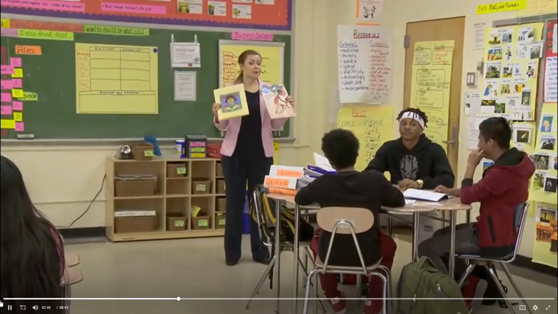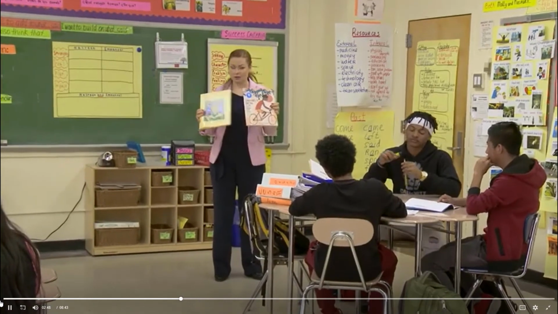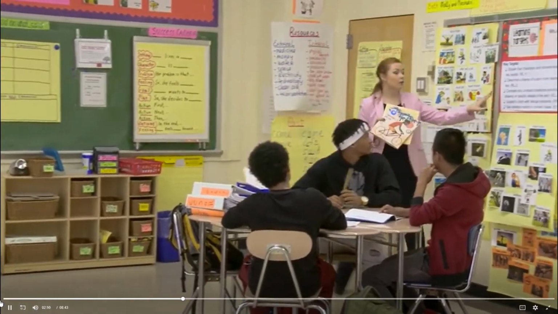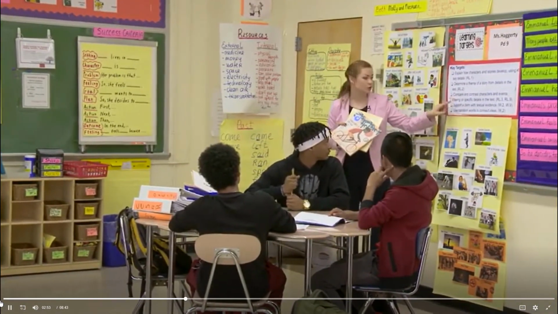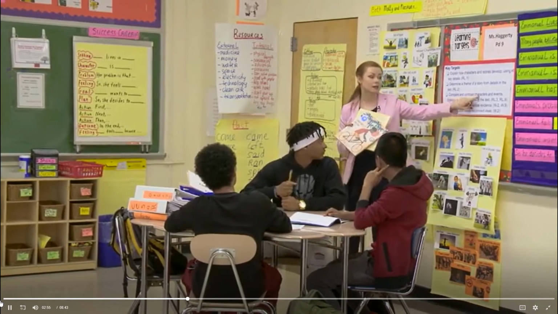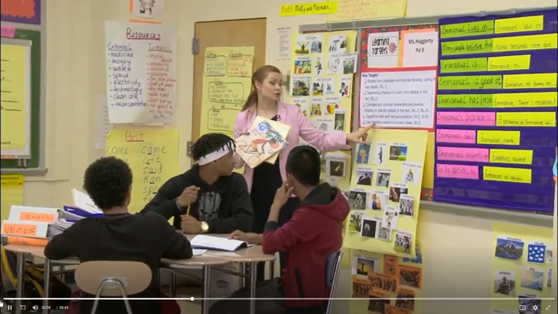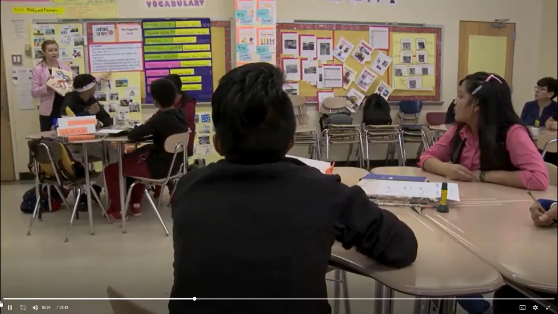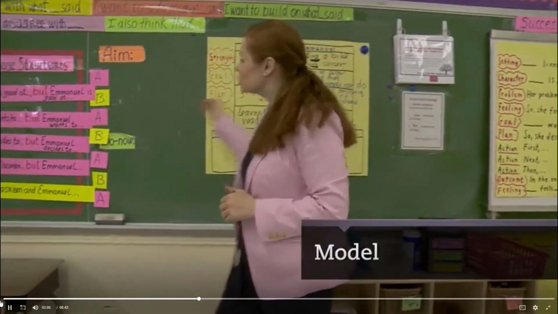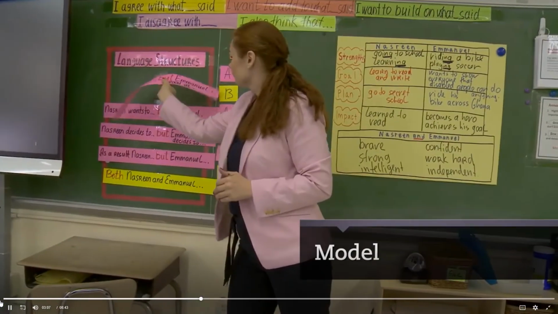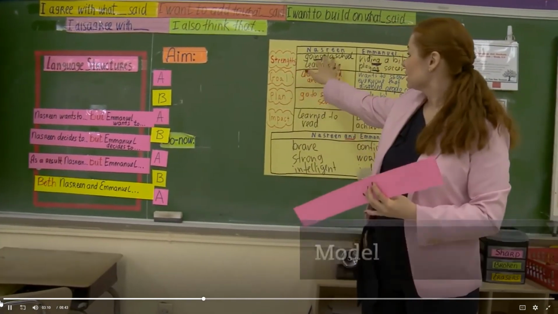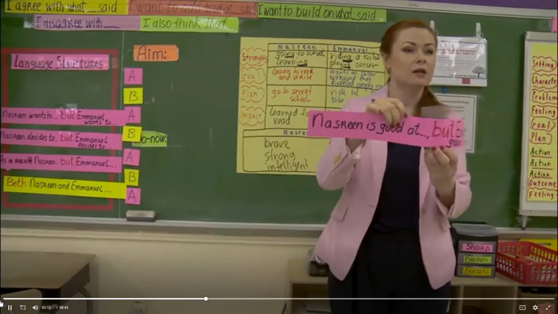Today we're going to compare and contrast. Compare and contrast is one of our targets, one of our goals. We have to compare and contrast characters, and then we need to explain using transition words to connect ideas. Okay? So we're going to use our language structures. All right? So we have the strength for Nazreen, the strength for Emmanuel.